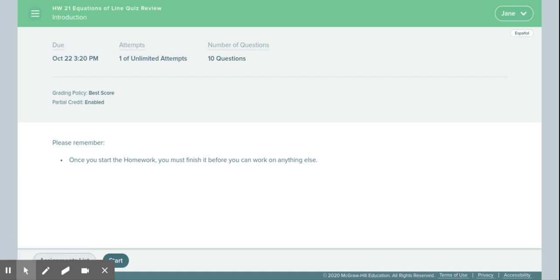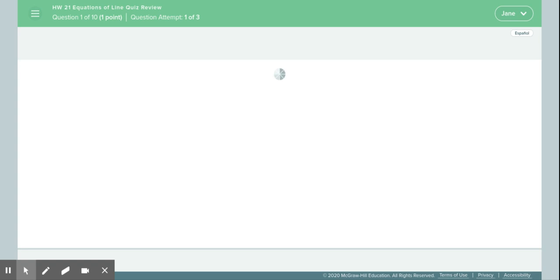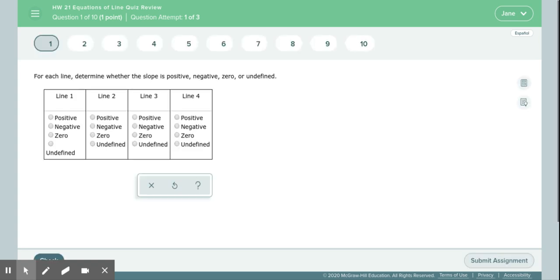Welcome back, students. Today I'm going to go through a homework assignment with you. This is found on Alex, and it is a quiz review that you will need to complete before you take your quiz over equations of lines. So it's 10 questions long, and the first question is going to ask you about the slope.